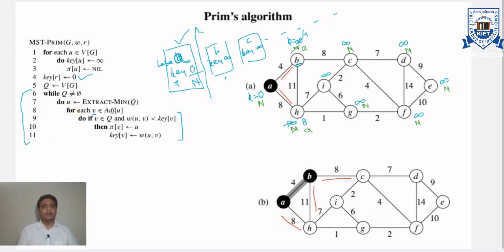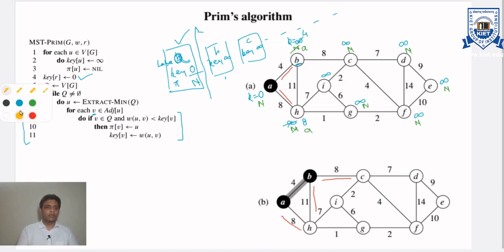For the second iteration, again you extract a node from the priority queue. This time which one is extracted? B. Why? Because it is on the front with minimum value, or you could say the highest priority. So that node would be extracted. Once it is extracted, the same process would repeat again. You would consider all the nodes which are adjacent to B. So adjacent to B would be C and H. Now since H is not extracted so far, we would consider H again.